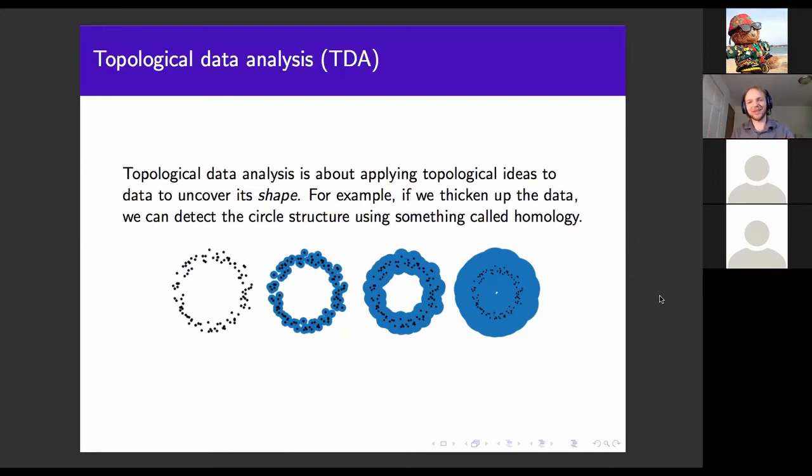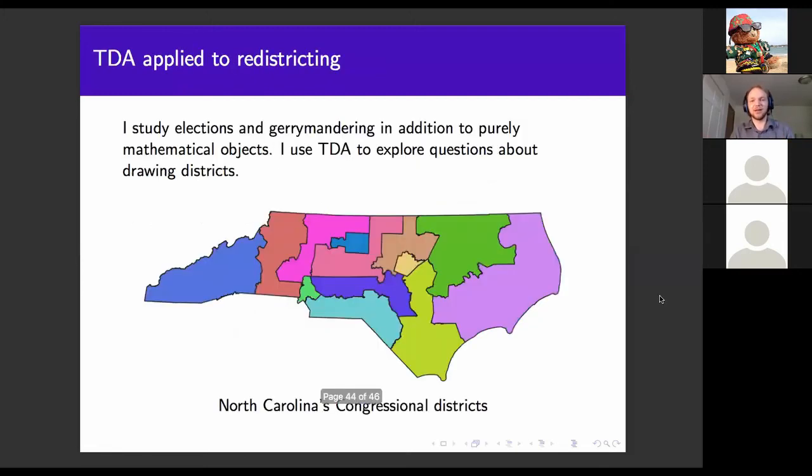None of the students are old enough to remember when neural networks were nothing and were just an idea that some PhD student had. But now they run Google. So TDA is in that first phase. It's not running Google yet. What do I do with it? Well, one of the things I do with it is I study something called redistricting. And just a brief explainer on that.